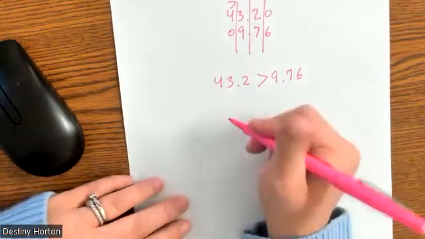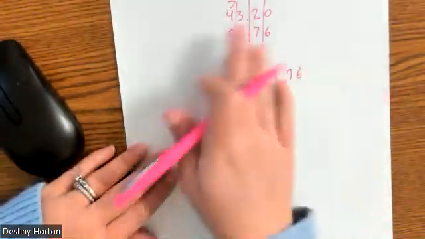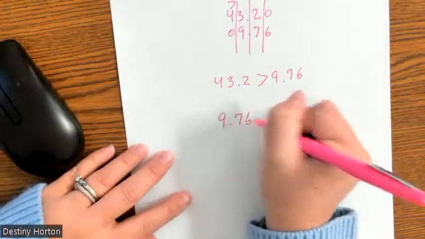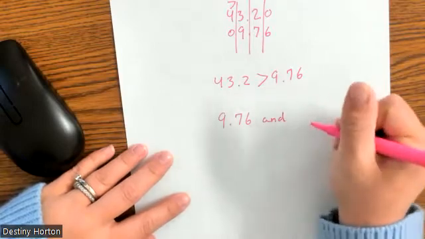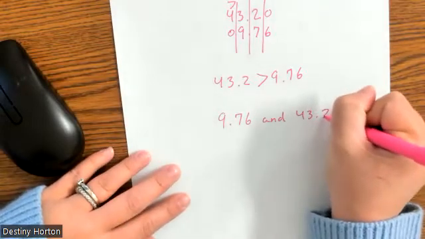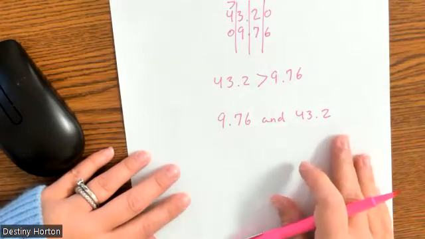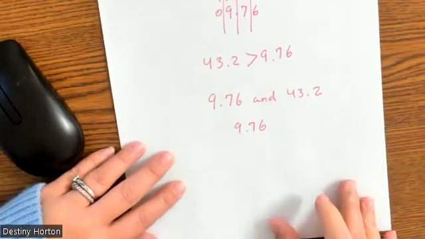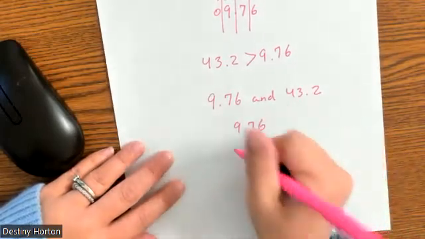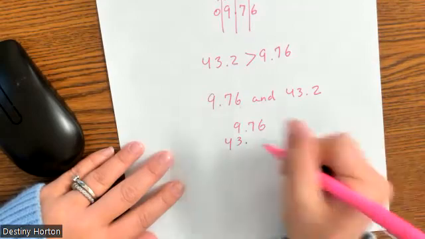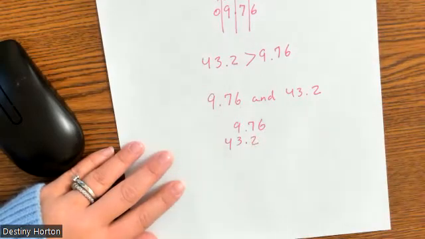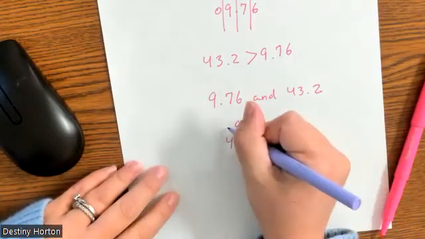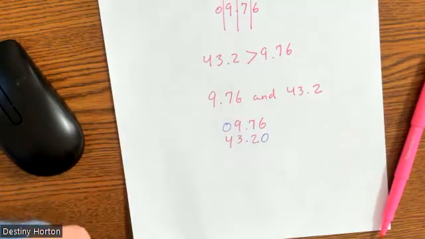All right, let's see a less than. Let's say I wanted to just use these same numbers, but let's flip them. And I'm comparing 9 and 76 hundredths to 43 and 2/10. I'm still lining up my place values. I start with the first number first, 9 and 76 hundredths. I line up my decimals. I have 43 before it and 2/10 after. Okay, so I use my zeros as placeholders. And now I can start comparing.